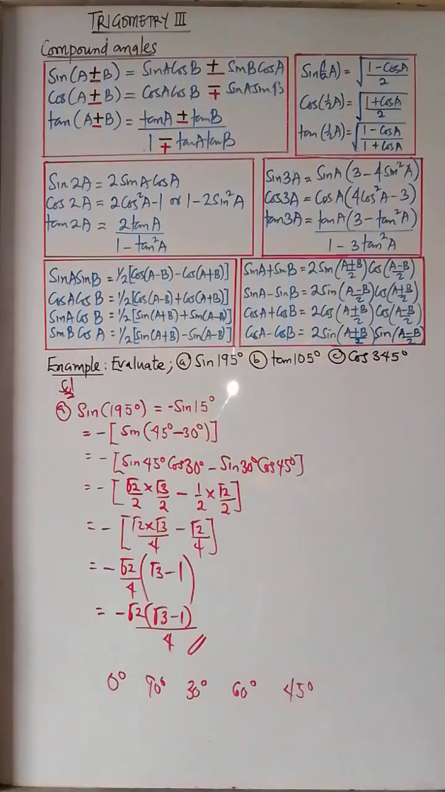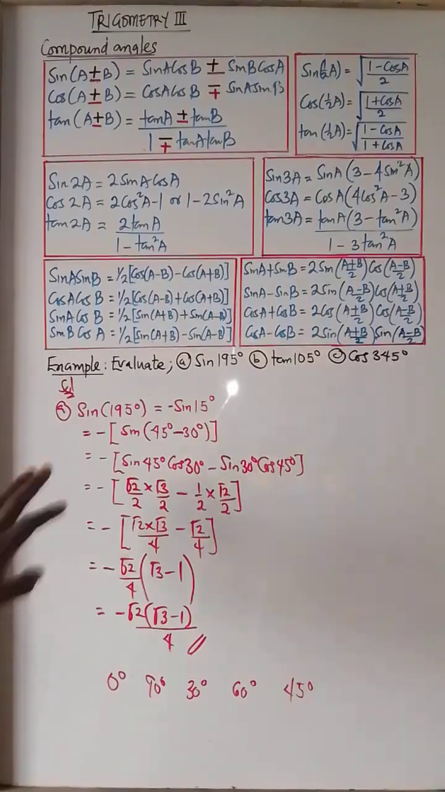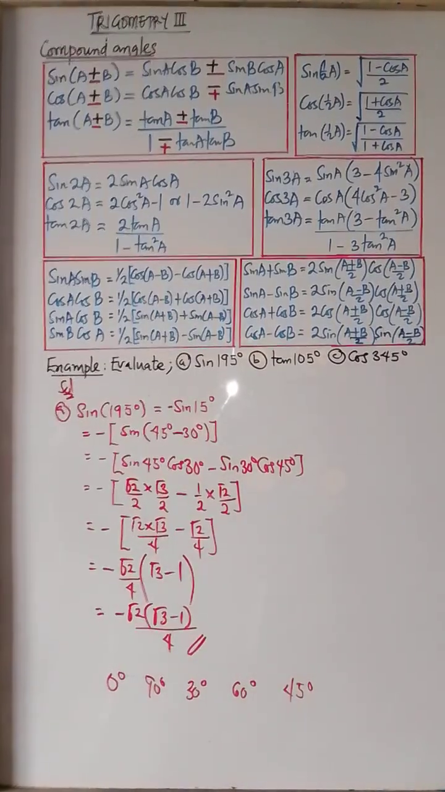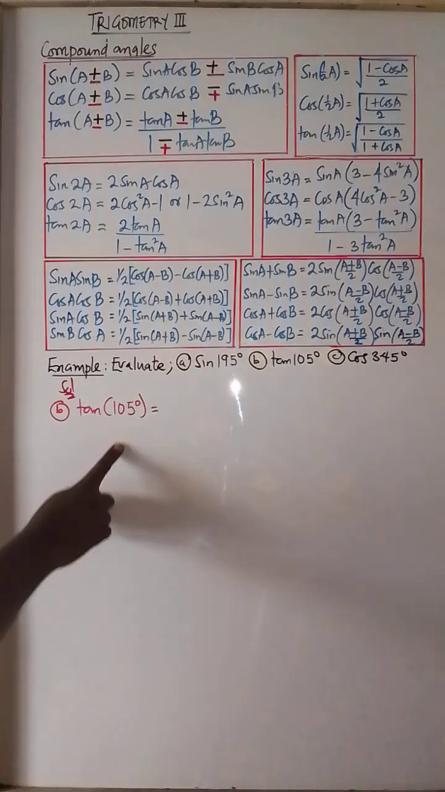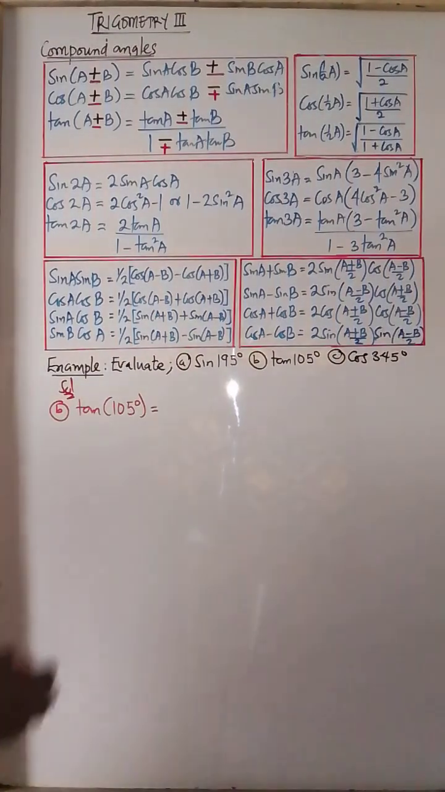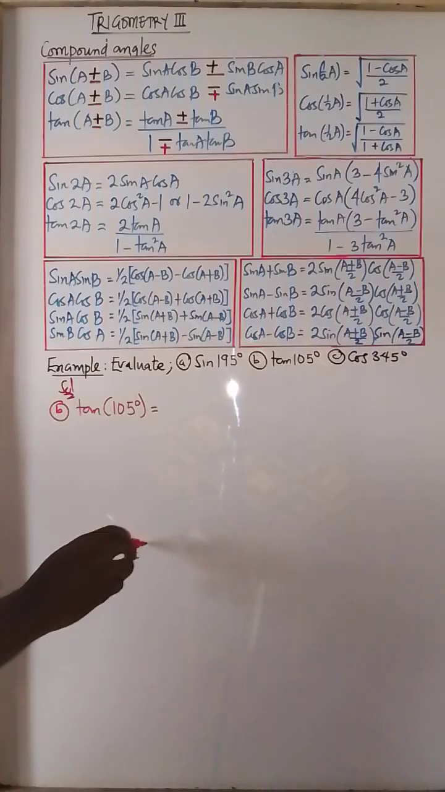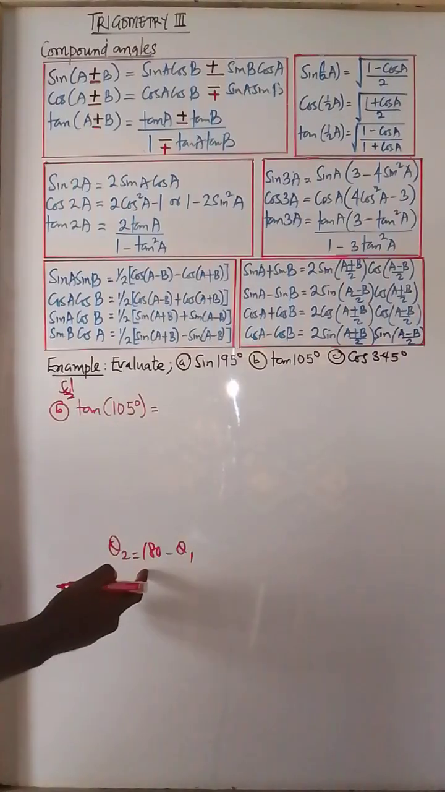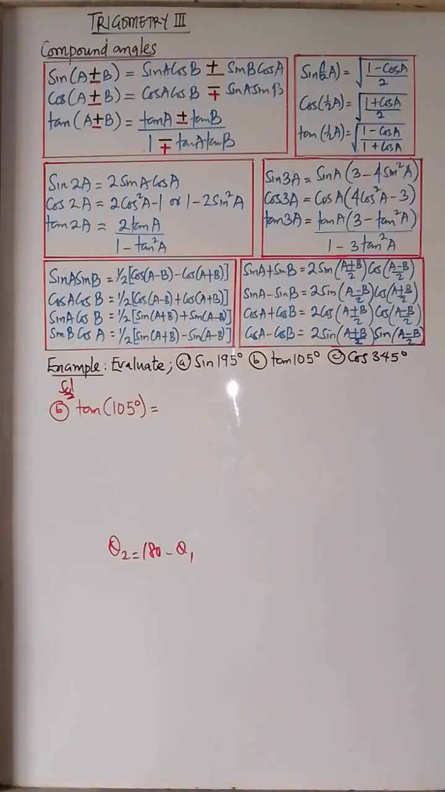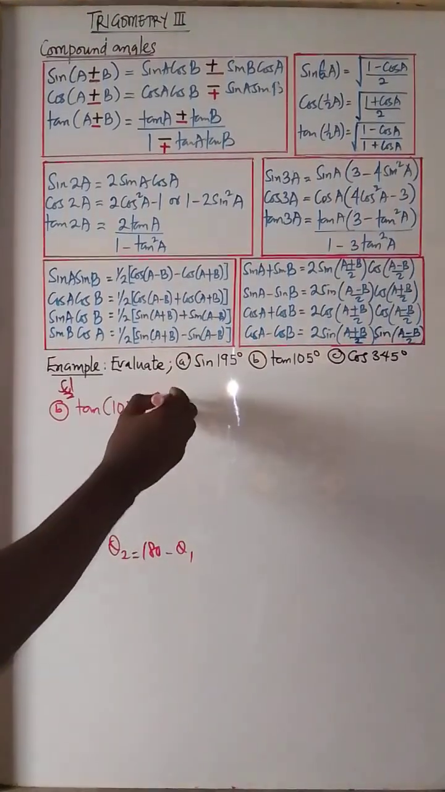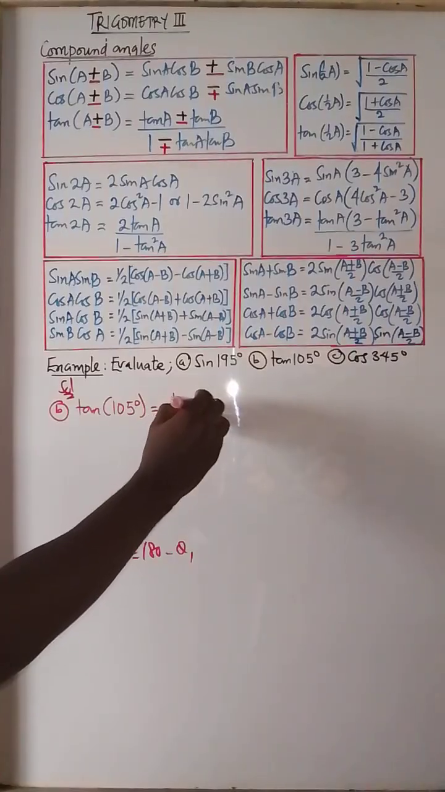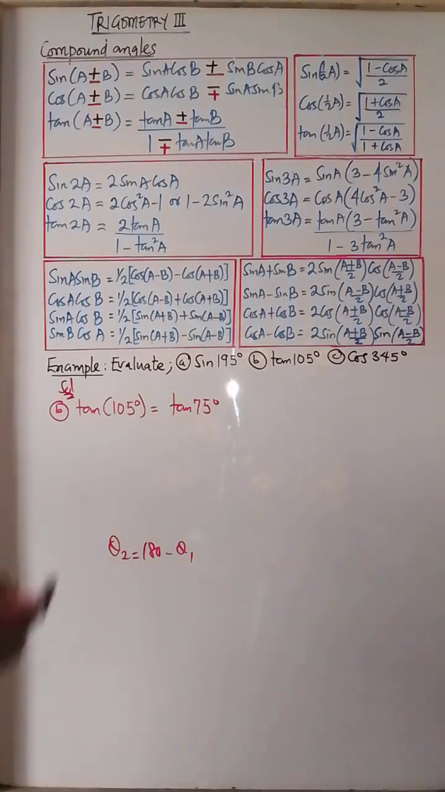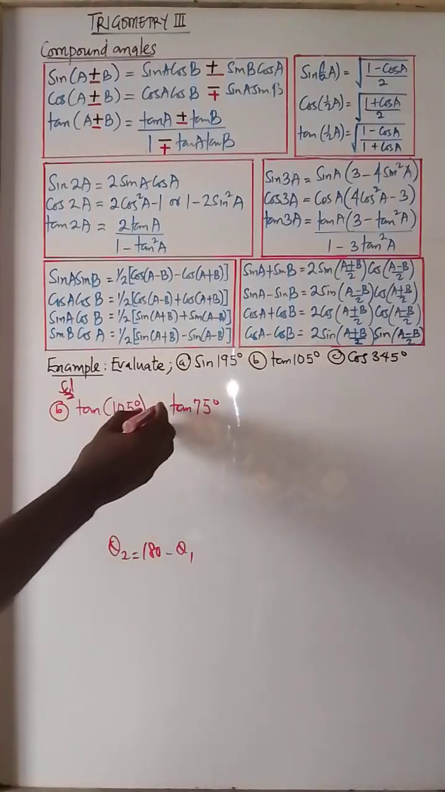So that's the final answer in surd form for sine 195. Note this down and let's move to the next one, tan 105. 105 is an angle in the second quadrant. An angle in the second quadrant can be expressed as 180 minus an angle in the first quadrant. So 180 minus 105 gives us 75. So this is tan 75. At the second quadrant, only sine is positive, so this will be negative.